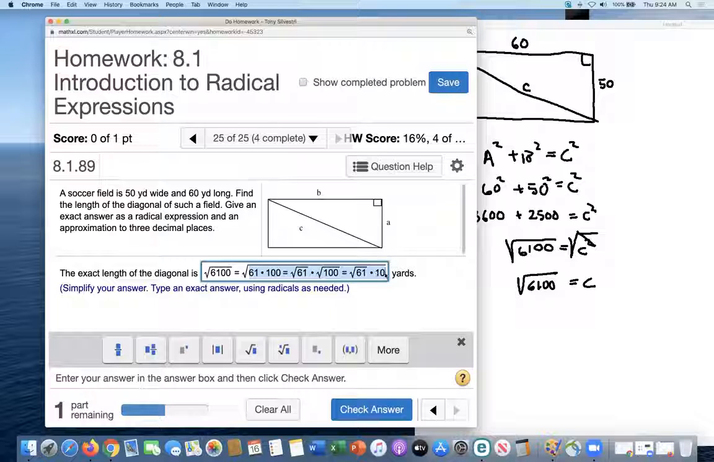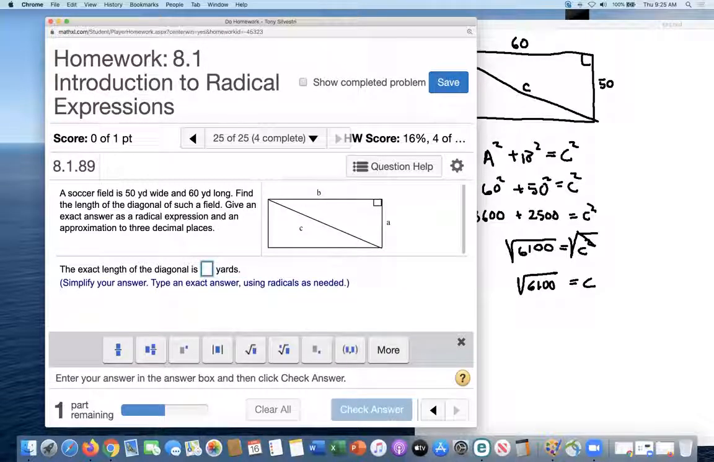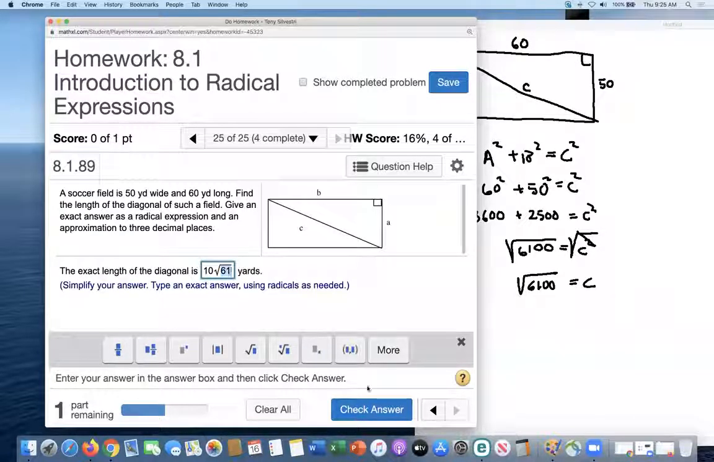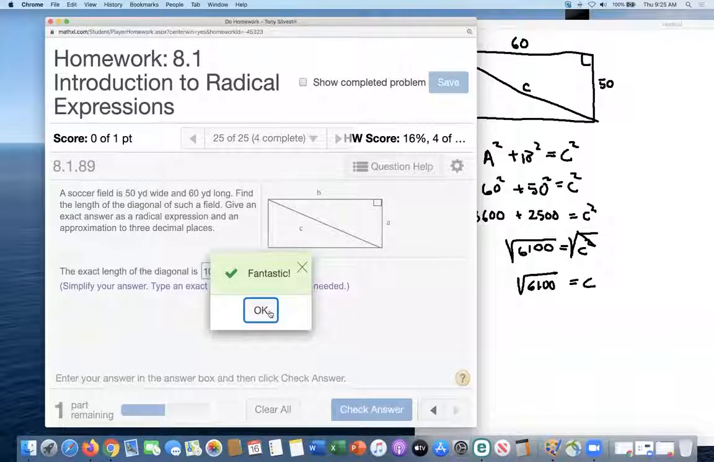But you're not going to write it that way, because the whole number has to be in front of the square root. The square root's got to be in the back. So the way you're going to write that is 10 square root of 61. And there's your right answer. That's the correct answer right there. Check your answer. Yay, fantastic.